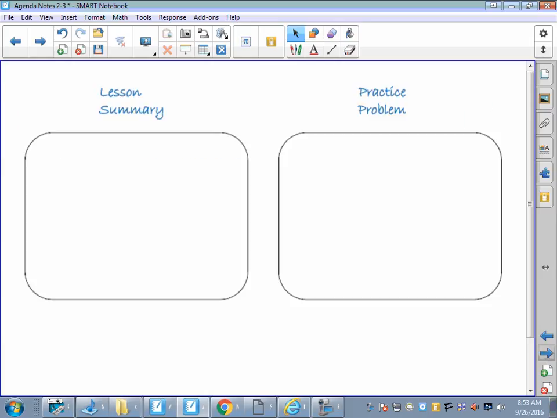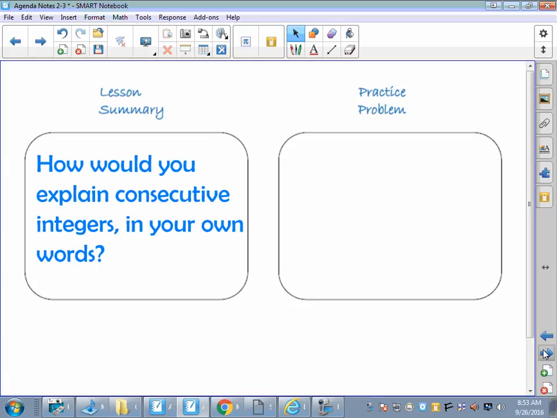So lesson summary for today. How would you explain consecutive integers in your own words? So that the notes part and the problem we just did, how would you explain consecutive integers to somebody who didn't know what you were talking about? And please go ahead and solve this problem. That looks a lot like example number 3. Please tell me what x is equal to.